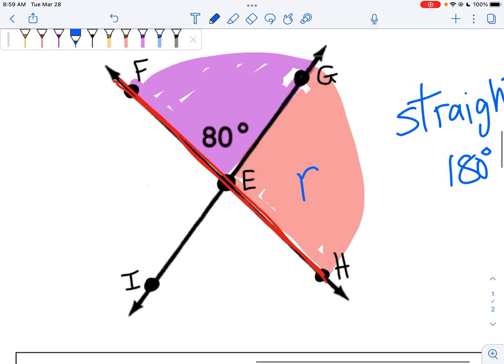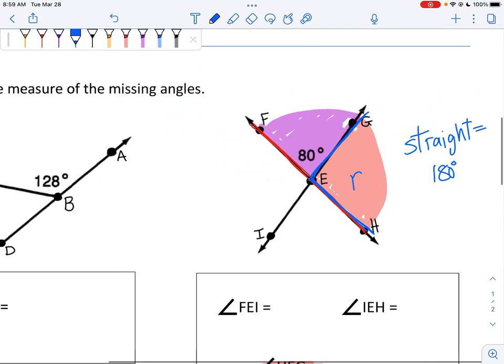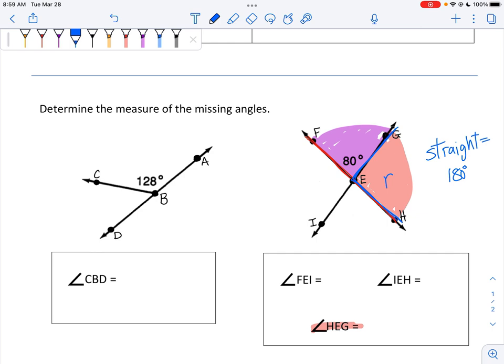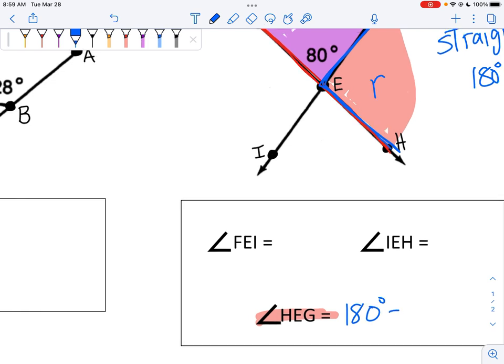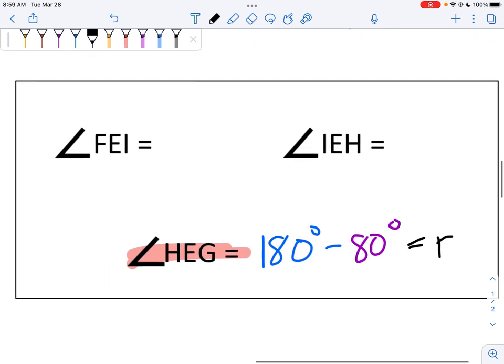Again, let me trace that so you can see it in blue, H to E to G. Do you see how that's that red angle there? If I want to find that angle, I can say, well, the purple and the red have to make a straight line, so that would be 180. Take away the purple part, that's 80 degrees. That will give us the R part, the red part. And you can use a calculator, or maybe you just know this answer. 180 minus 80 is 100 degrees. And then we'll circle it, right?